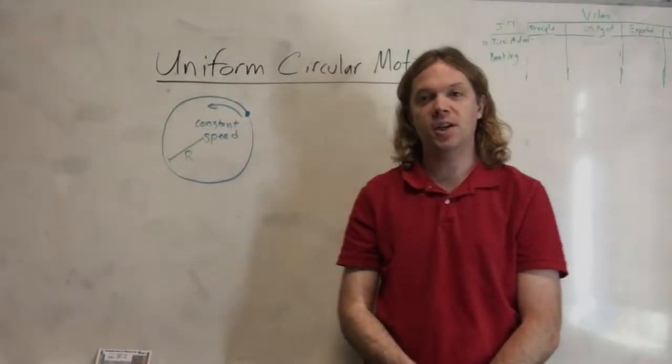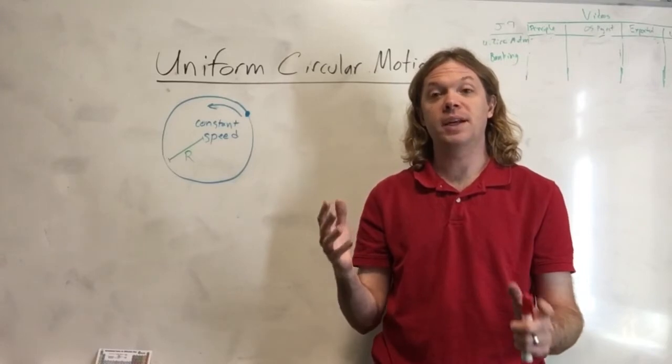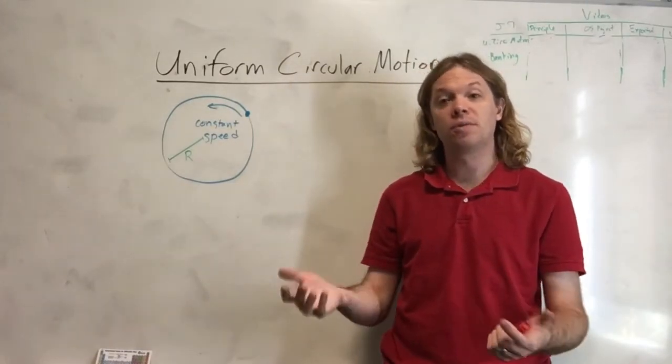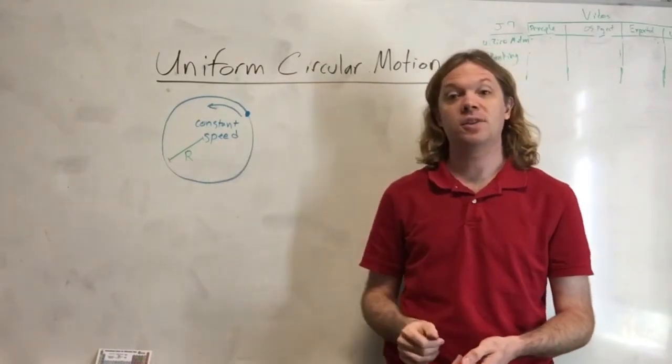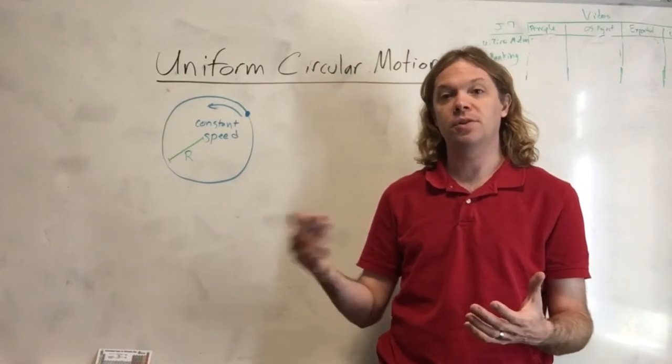Hey guys, Professor Justin here, and this video is going to be about uniform circular motion. So circular motion means an object which is moving in a circle, or at least part of a circle, and uniform here means at a constant speed. So there's a few relationships that we want to know for objects which are moving in circular motion.